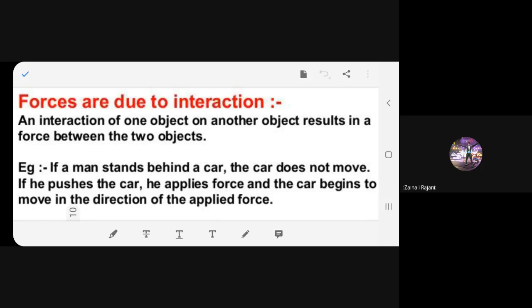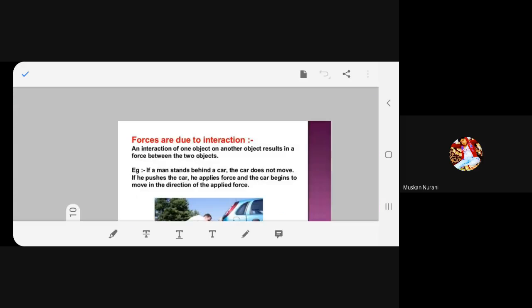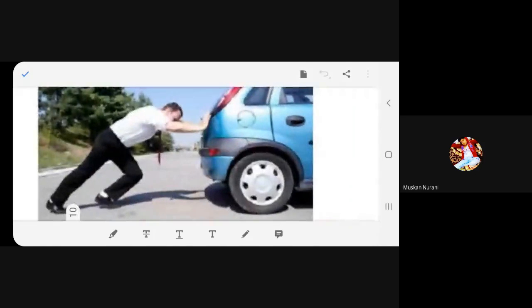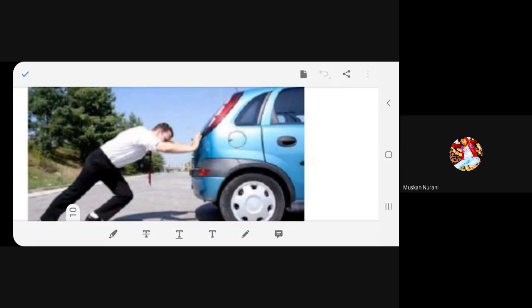If he pushes the car, he applies force and the car begins to move in the direction of the applied force. See over here, if he was standing behind, the car was not moving. But when he is applying the force, this is how he is applying the force, isn't it? And in which direction is he applying the force? Obviously, this direction. So the car will also move in the same direction. Yes? What do you say?